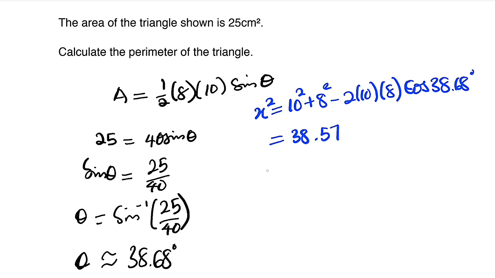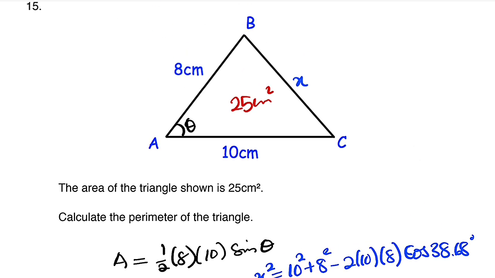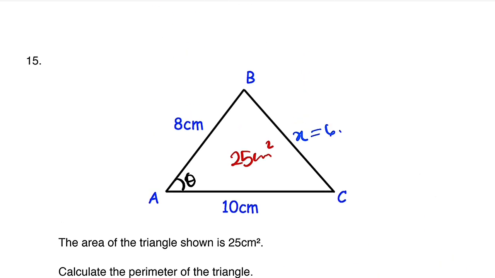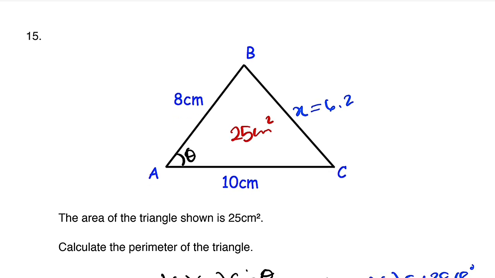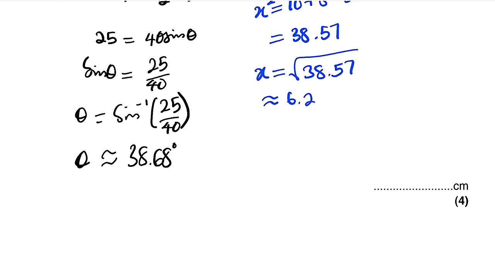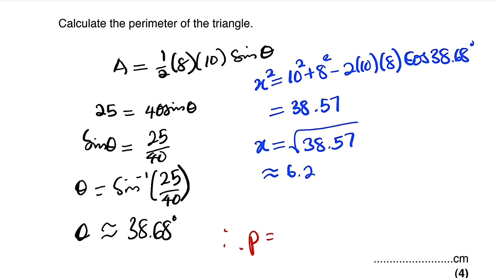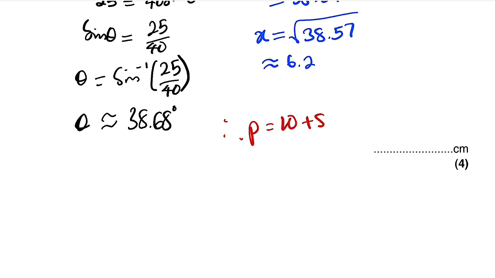This is equal to 38.57 in 2 decimal places, and x will be equal to the square root of this, 38.57, and this is approximately equal to 6.2. So we have just obtained this side length as 6.2. So the perimeter will be the sum of all of these three sides. Therefore, the perimeter is equal to what? We have 10, 8, and 6.2. Therefore, the perimeter is equal to 24.2 cm.